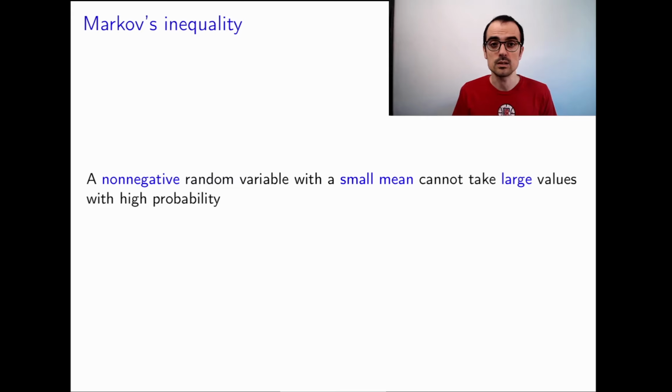Okay, so we will start with the simplest inequality that allows us to bound probabilities using an expected value. This is Markov's inequality. It says that for non-negative random variables, if they have a small mean, then they cannot take large values with high probability, which is kind of common sense, because then they would have larger means if they could take large values with high probability.